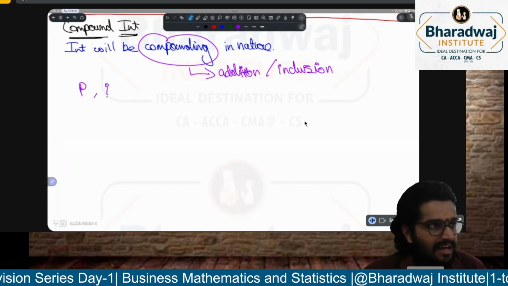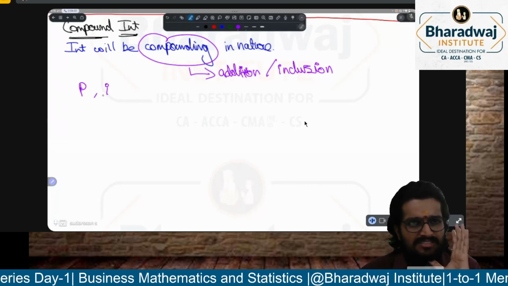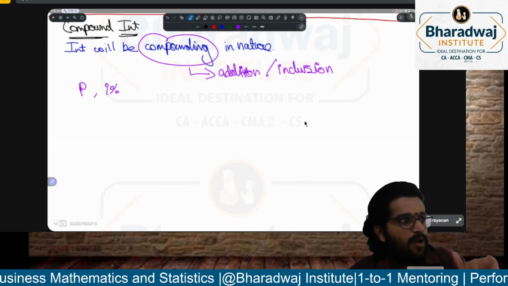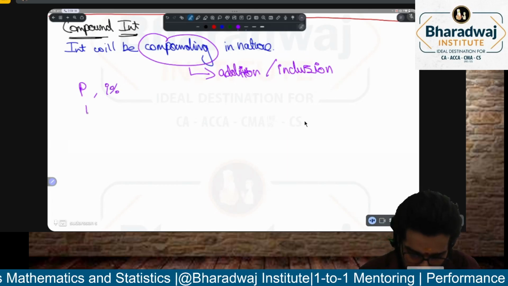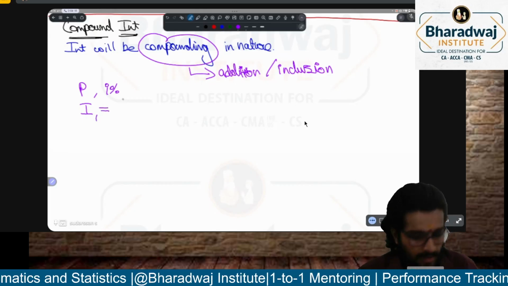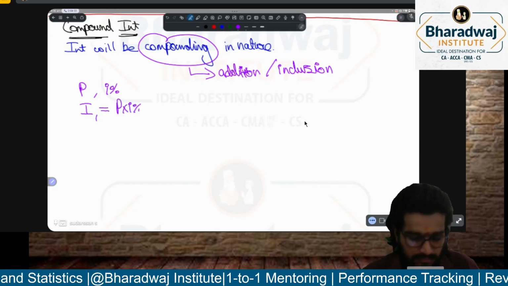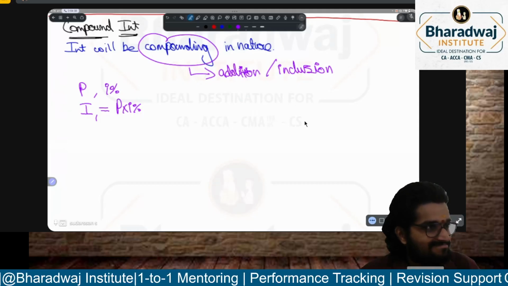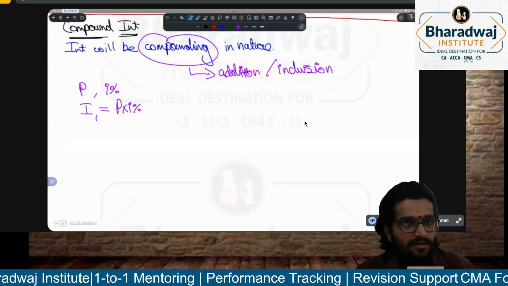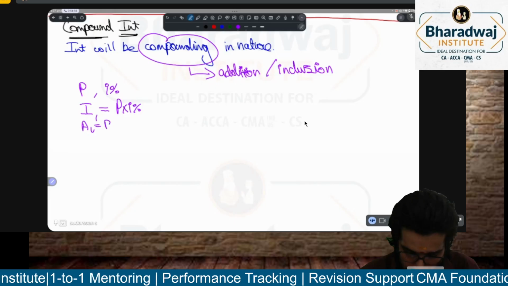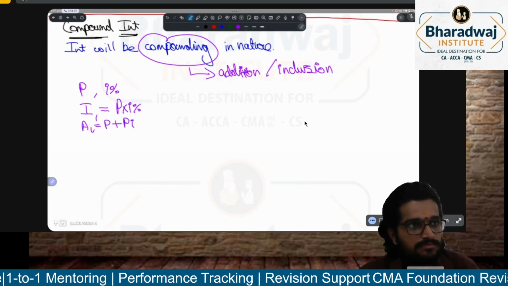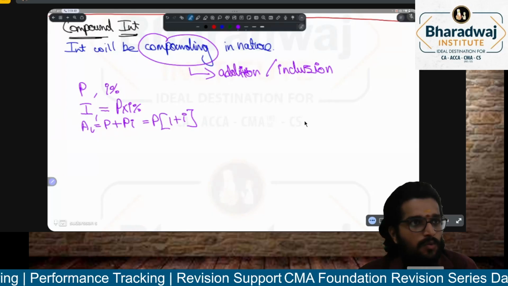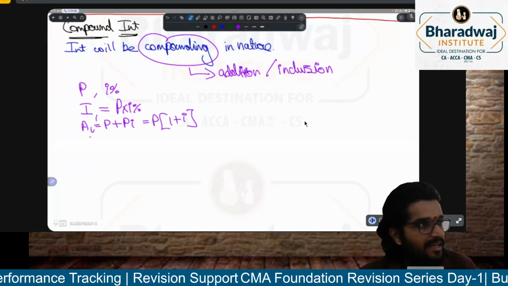you are investing it at some rate of interest, some I percentage of interest. What can be the interest accumulated for 1 year? P into I percentage. Yes or no? And what will be the amount at the end of that year? P plus PI. Yes or no? I am just making P a common factor, so it will be P times 1 plus I. So this is the amount at the end of 1 year, right?